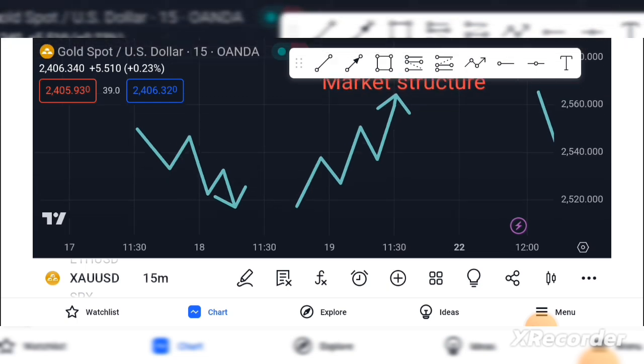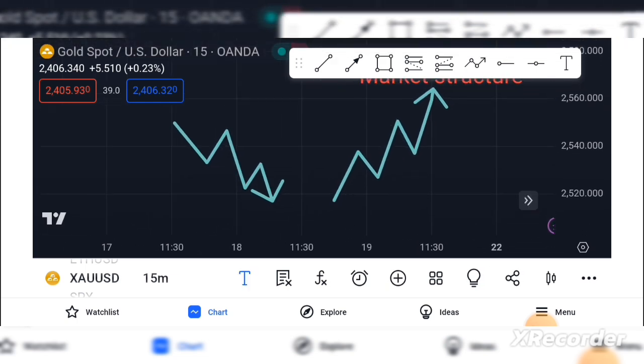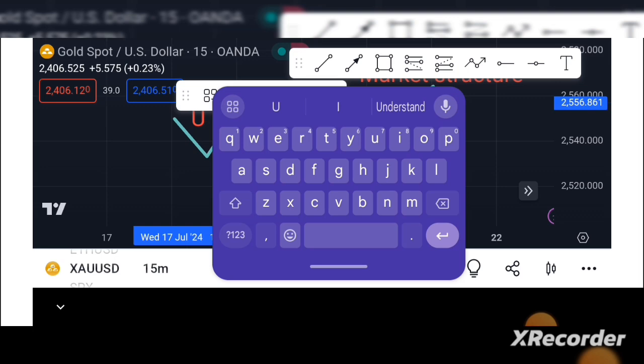So now this is a clear example of a downtrend. This is a market structure. Market structure is classified into downtrend, uptrend, and the other one which is around here, but I will show you guys later. This is called an uptrend. You can see this is an uptrend.